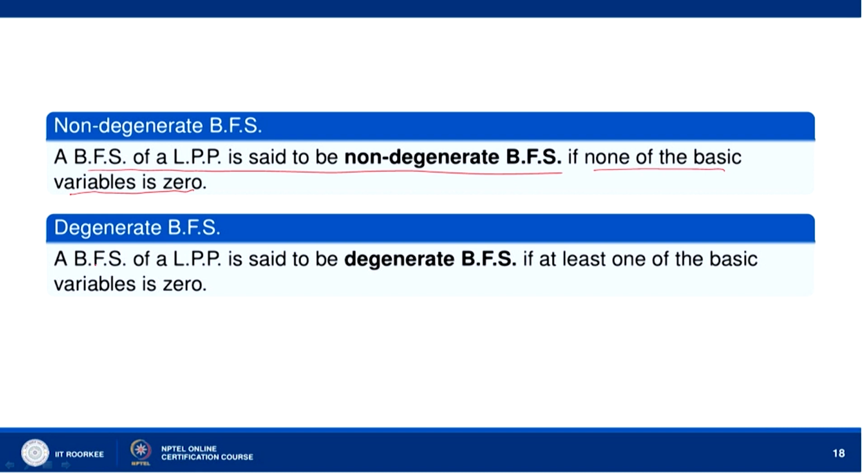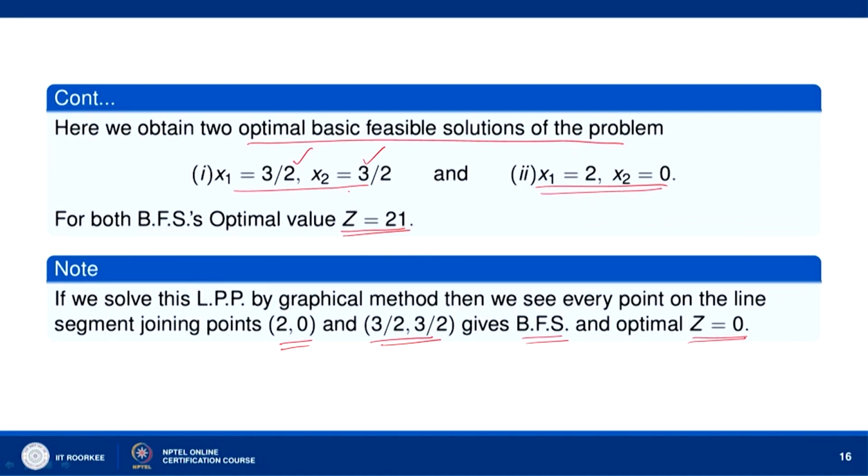A basic feasible solution of an LPP is said to be degenerate if at least one of the basic variables is 0. So, here we can see this one is a non-degenerate BFS, and this is a degenerate BFS, because one of the basic variables is 0.